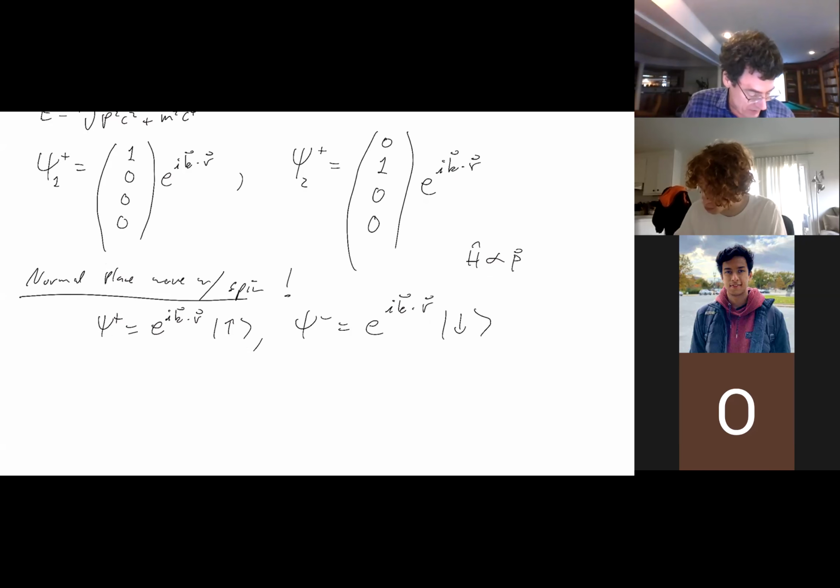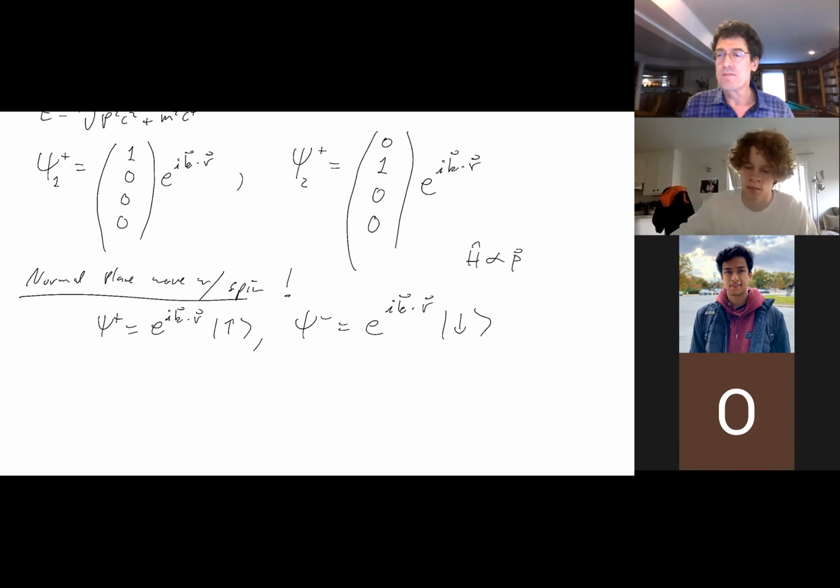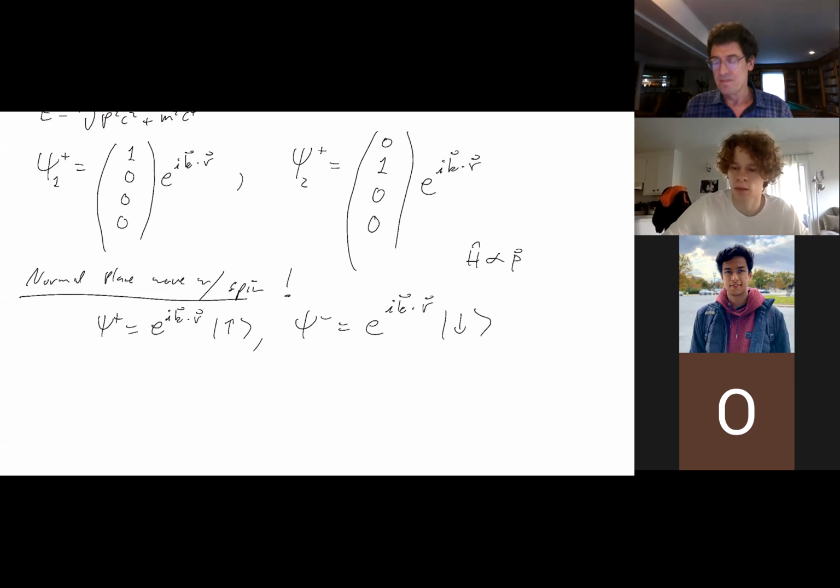Can I ask a question about spin before we go on? Of course. So this is great for 2D spin, either up or down. But there are particles we did that had different amounts of spin. Where does that come from?